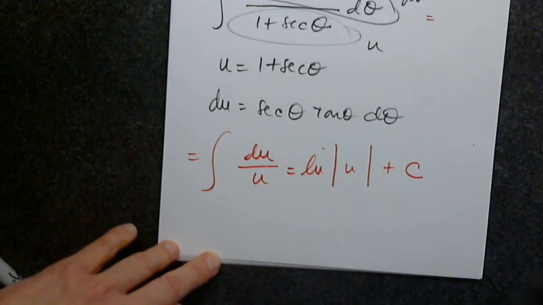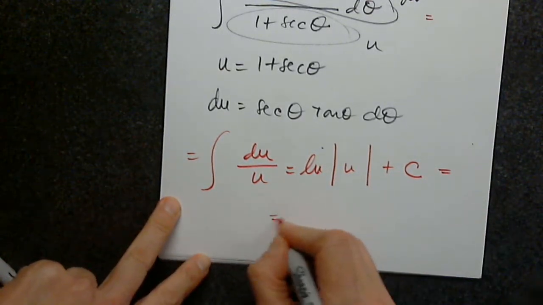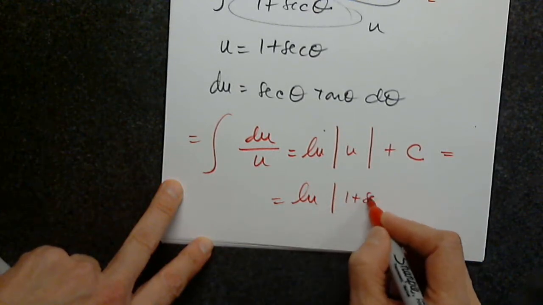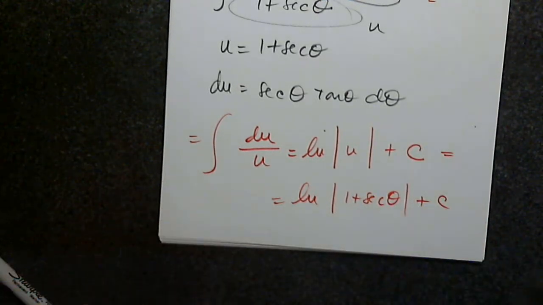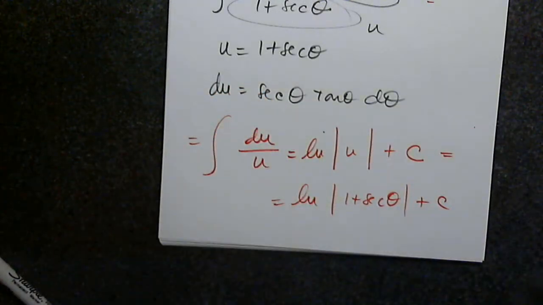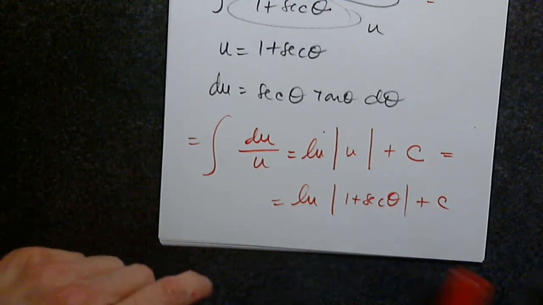I had to add that constant on several of your tests. So please, when it's an indefinite integral, please add the constant. Okay, and now I have no choice. I have to go back to my substitution. This is natural log of 1 plus secant theta plus a constant c. So what happens if you omit the absolute value? You're only looking at this side. You're not looking at the other side. So you are excluding half of the family of functions.